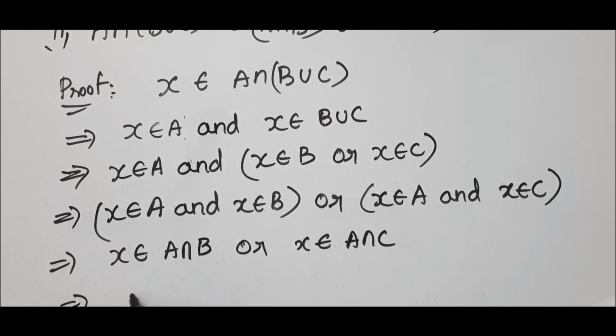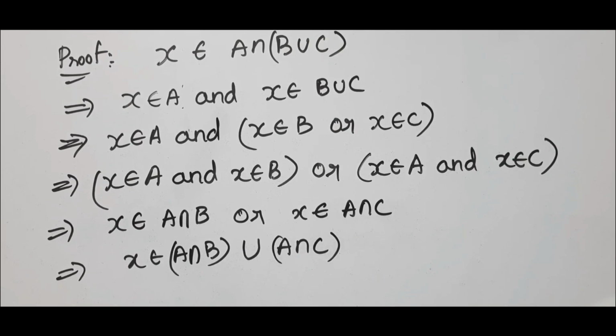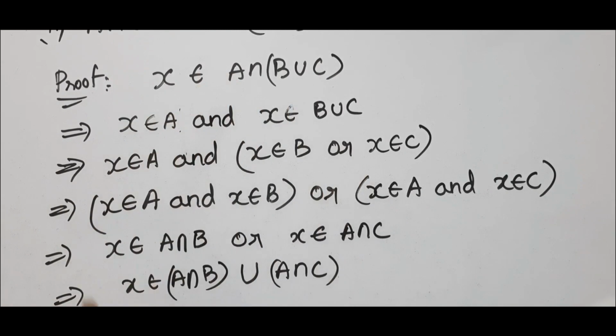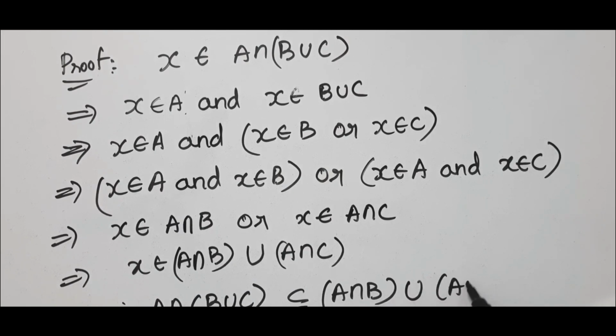So this can be written as X belongs to A intersection B. As or is there, we have to keep the union symbol, A intersection C. So we have taken that X belongs to A intersection B union C, and the same X belongs to this set A intersection B union A intersection C. Is it not? So therefore, A intersection B union C is a subset of A intersection B union A intersection C.